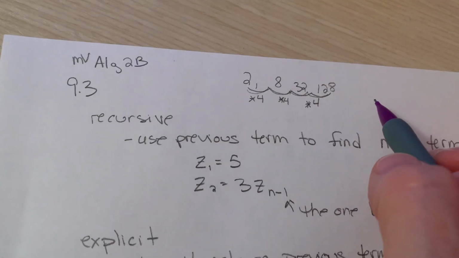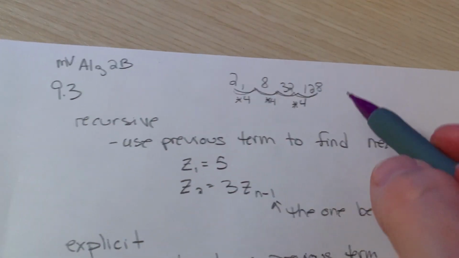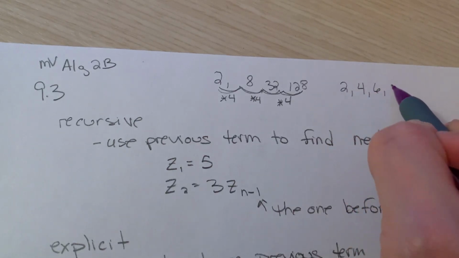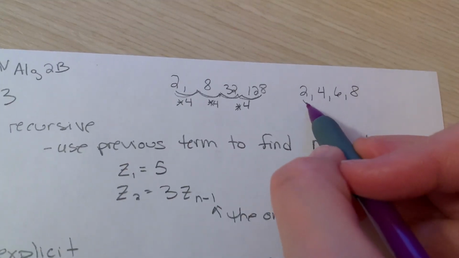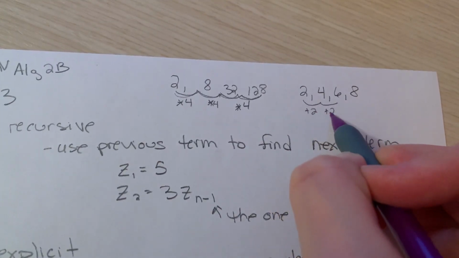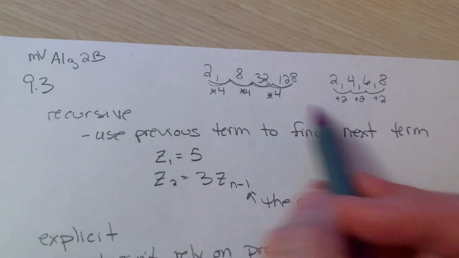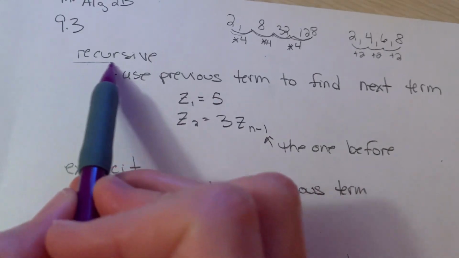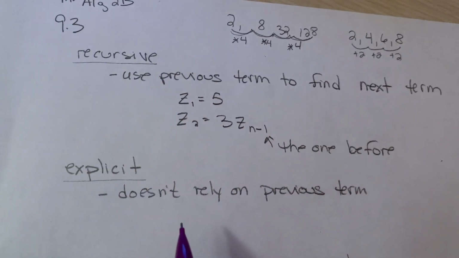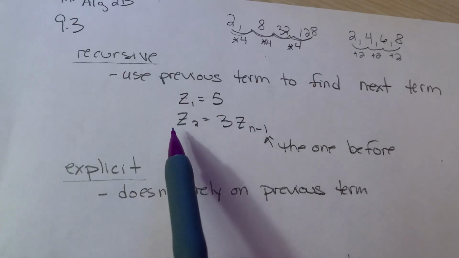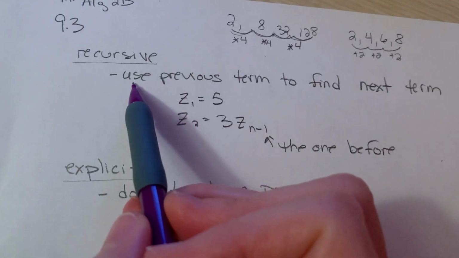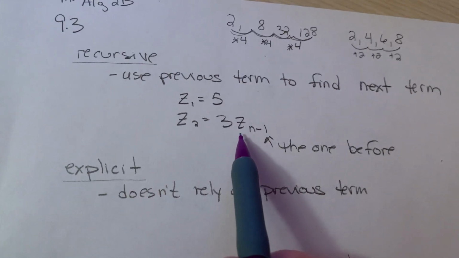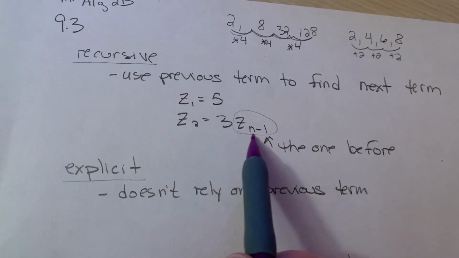For arithmetic, which was an earlier section, I believe 9.1, you're adding the same number every time. So this would be arithmetic: plus 2, plus 2, plus 2. So geometric, you're multiplying every time. In this 9.3 section, they also go over two types of geometric, recursive and explicit. For recursive, the formula uses the previous term to find the next term. So your formula will have the previous term in it.